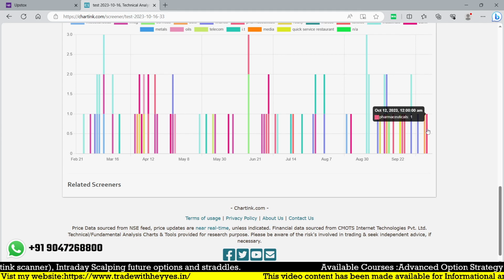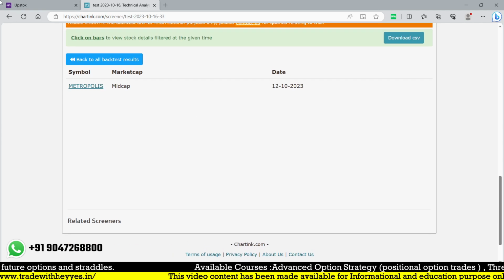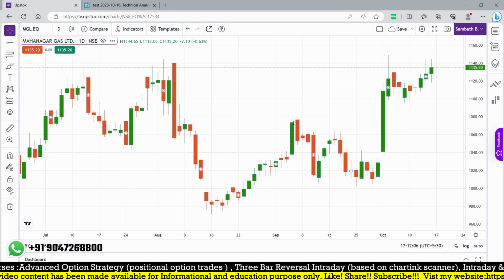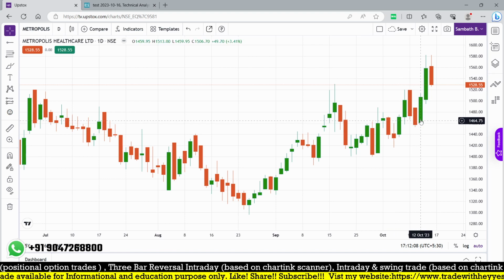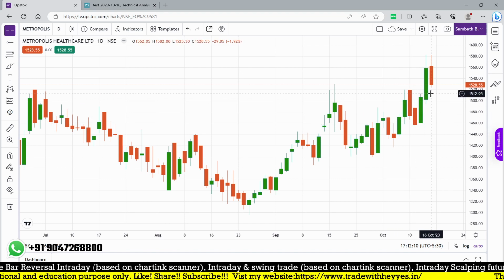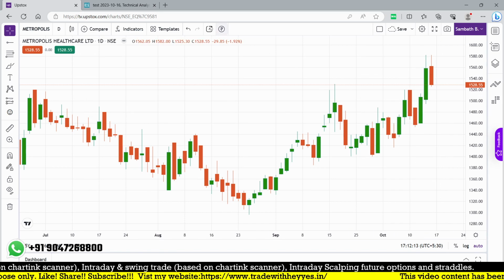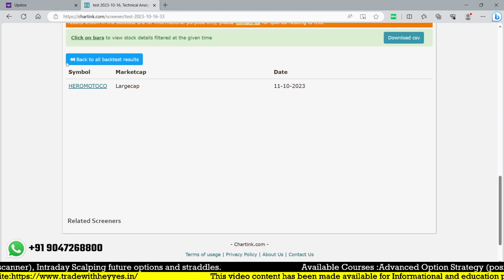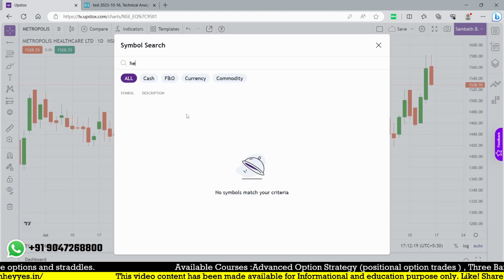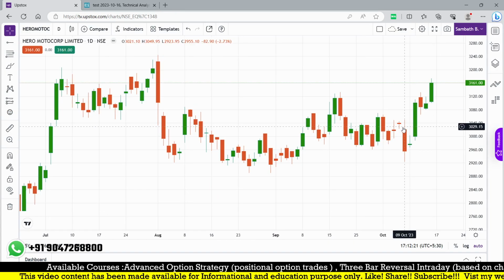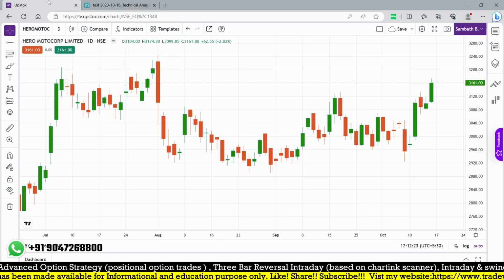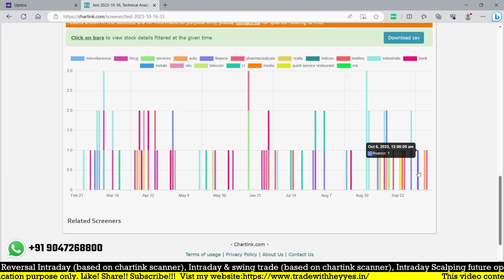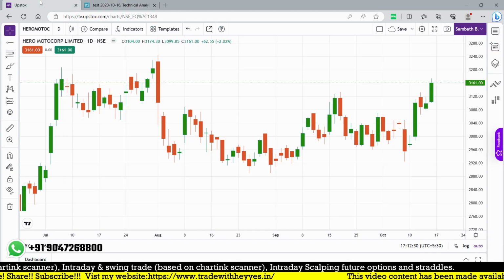So maybe this will filter our stocks. Metropolis on 12.10. Let me go for Metropolis 12.10. Maybe this. Yeah, it has given you the breakout at 1512 and next day it gave you such a good movement. So we are filtering that stock, and previously Hero Motor Corp on 11.10. This will filter out many stocks. 11.10 is also giving you some good results. And go back, very few stocks. Bajaj Finserv 6.10.